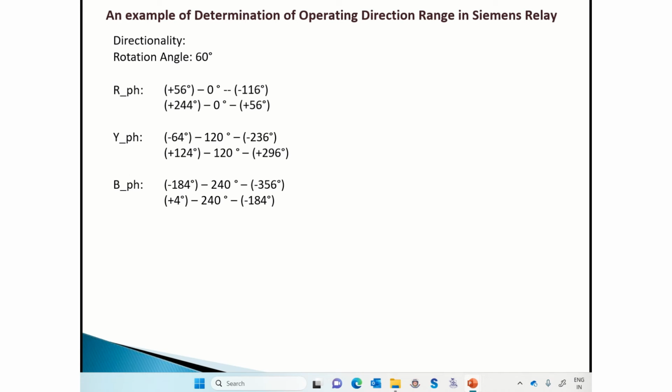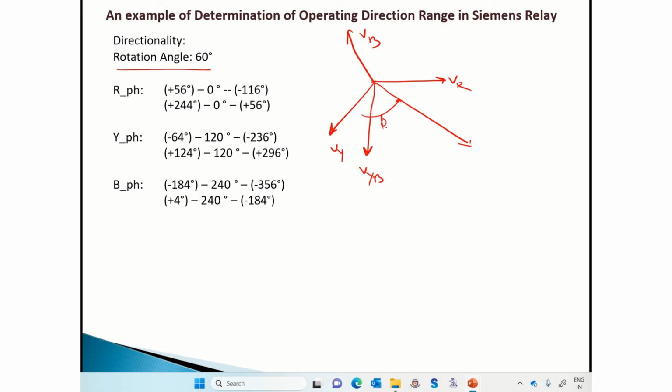Now, how to determine the operating direction? Again, it is very simple. I have this rotation angle here, 60 degree. I want to determine the operating region for R phase fault. First of all, we simply draw this VR. This is my VY, and this is my VB. So the reference voltage will be VYB, and the angle of rotation is 60 degree from here. So this is 60 degree, and this 60 degree is angle of rotation, that is phi rotation, or RCA. This angle is 60 degree.